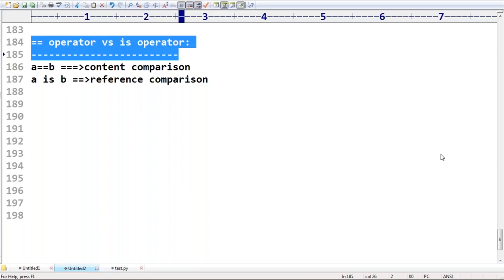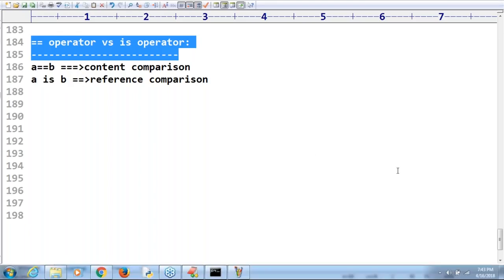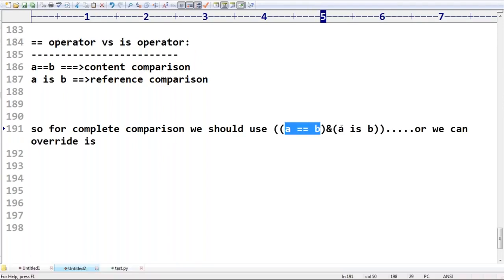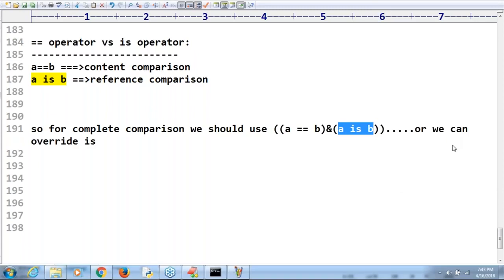Okay, that's all. Next, Alok, you are asking something. If you want a complete comparison, meaning reference comparison and content comparison, you are not required to compare like that. Can you copy paste the code again? Alok, you asked this, right? Here, just observe: for a complete comparison, should we use A double equal to B, so content should be the same, and A is B? Do I need to use it like this or not?